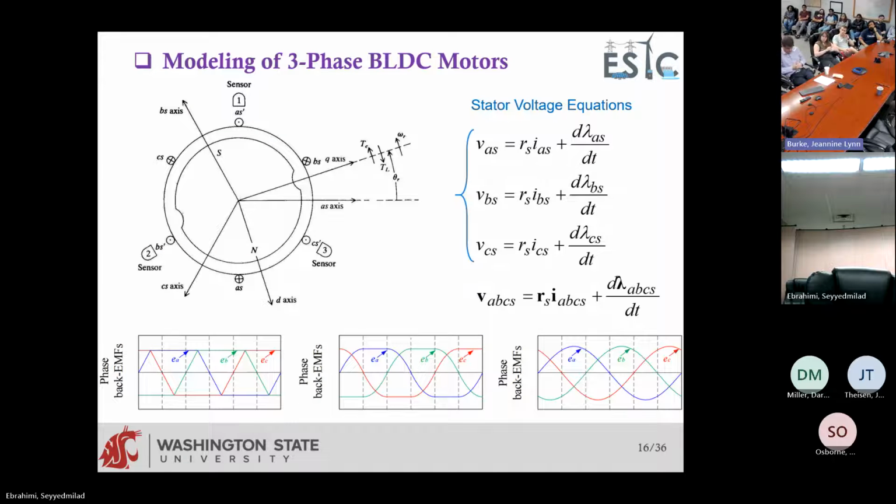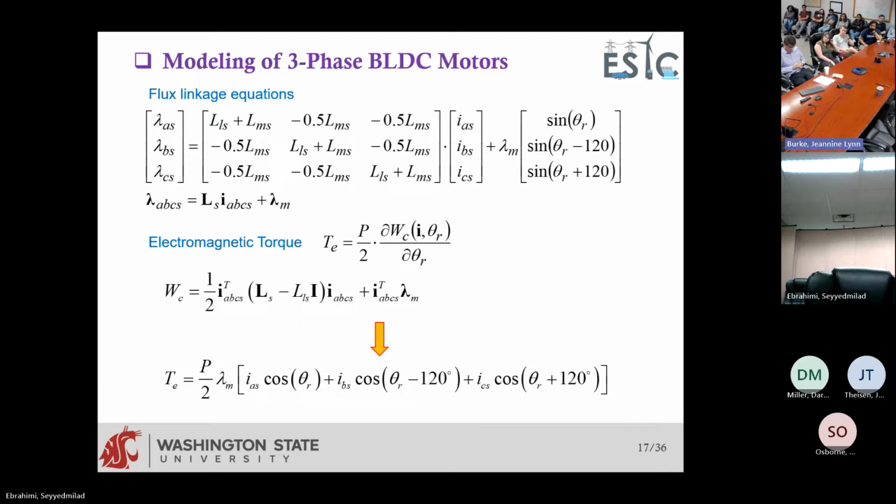Flux is inductance multiplied by the current, right? So we need to find the inductances of different phases. For example, we have self-inductance and mutual inductance. Self-inductance is leakage inductance plus magnetizing inductance. Mutual inductance between phase A and B or B and C can be derived like this. It's not scary, you can quickly find out how they are derived.